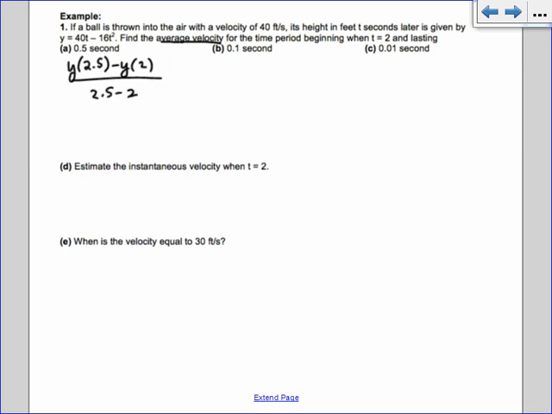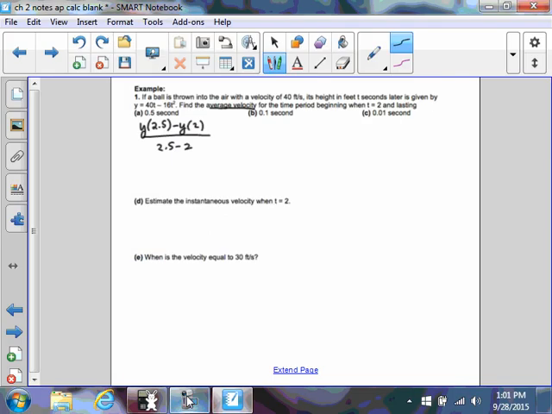And the easiest thing to do would be to put this in for your table, because you're going to have to find several values, right? So get your calculator out, and we'll go ahead and do 40x minus 16x squared for y1. So I'm going to try this along with me. Maybe I'll put it up here so you can see it.